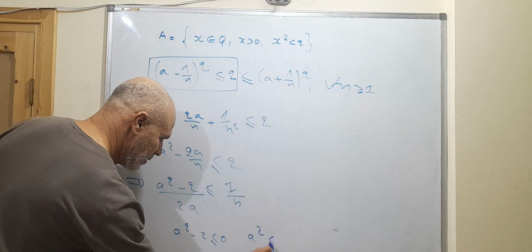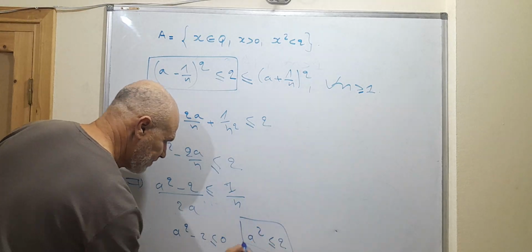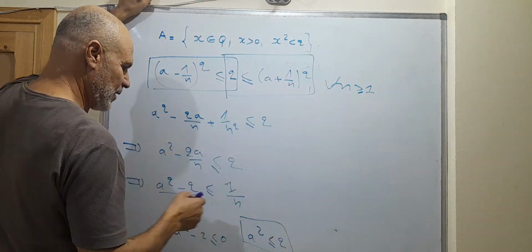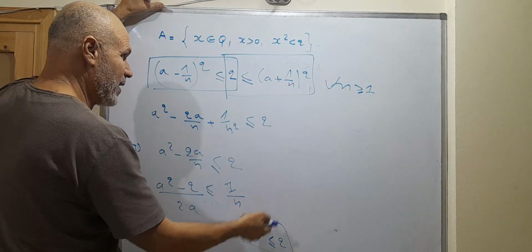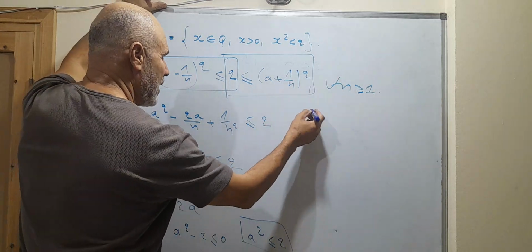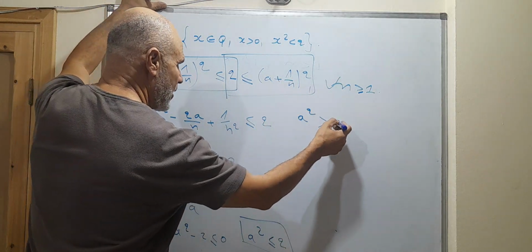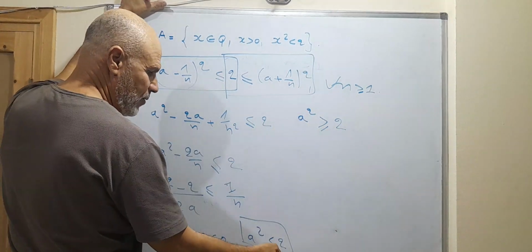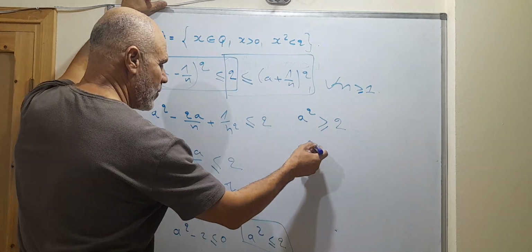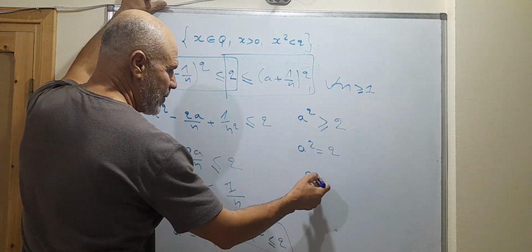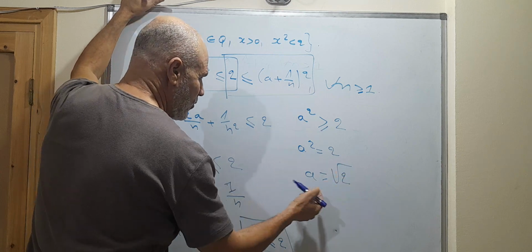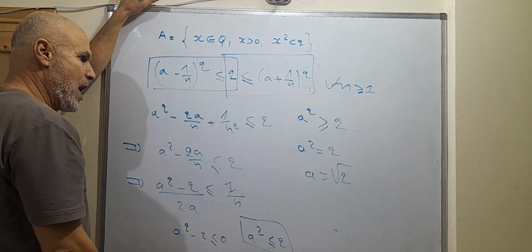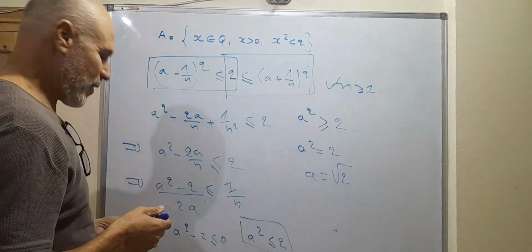This means that we get this first from this one. From this one, we repeat the same thing and we will get a square greater than or equal to 2. A square greater than or equal to 2, a square less than or equal to 2. This means that a square is equal to 2. This means that a is equal to the square root of 2. We take the positive number because we are in the positive part. This is the first method.